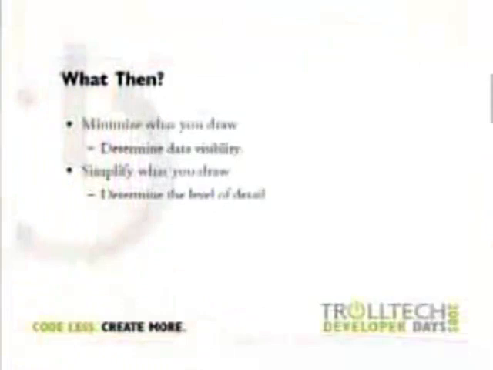Anybody have any suggestions? Obvious things I should do. Exactly. Most of my data is not visible at this point. I only have a small part, right? So I need to determine what part of my data set is visible at any given time, and I need to throw away everything else. That's the first thing I should do.